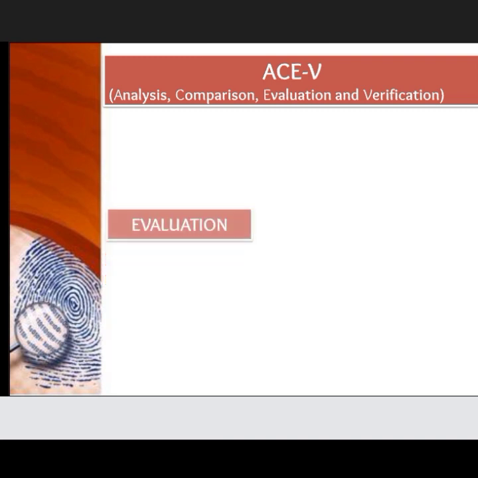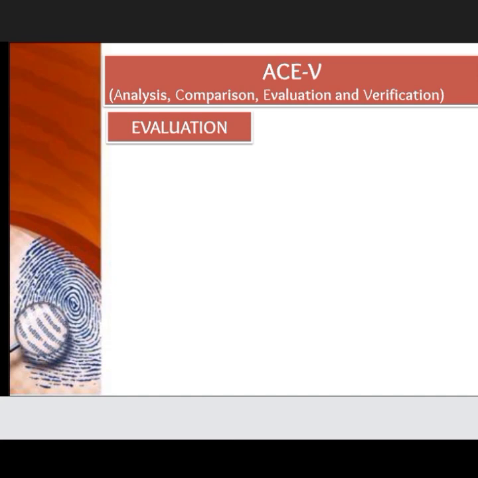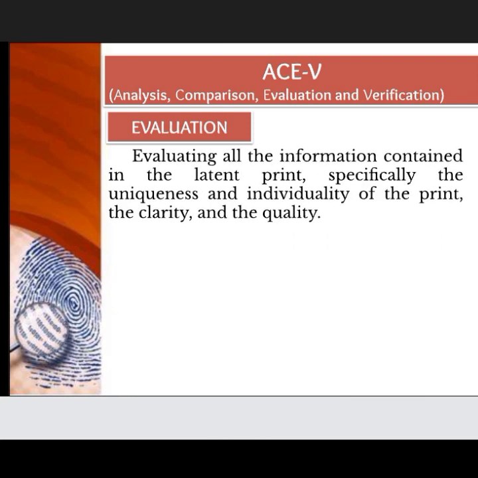Next is evaluation. Evaluating all the information contained in the latent print, specifically the uniqueness and individuality of the print, the clarity, and the quality. Here in evaluation, the examiner decides if the prints are from the same source. The same source are the identification or individualization. Different sources, those are exclusion or inconclusive.